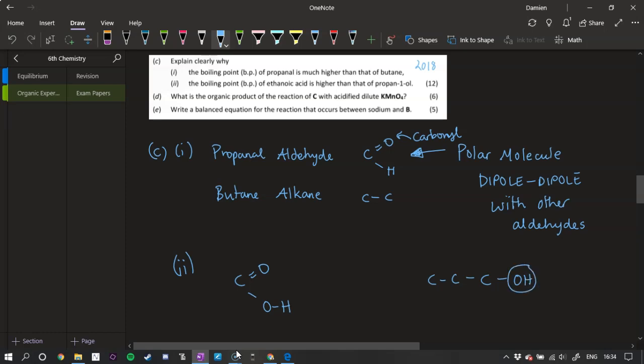So over here, what you actually have is much stronger bonds because of the carbonyl group and the OH group. And we saw this in the last video. Ethanoic acid has much stronger hydrogen bonding than propan-1-ol would have. So between the molecules, you have hydrogen bonding.